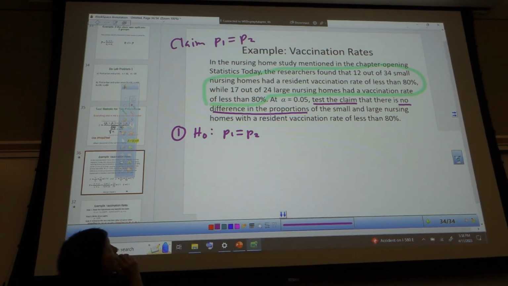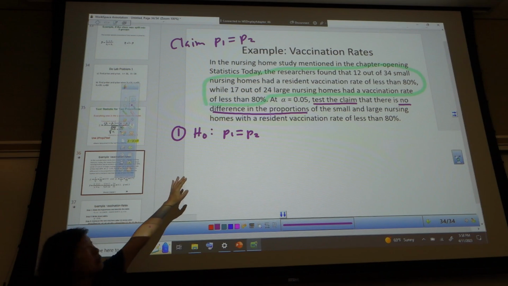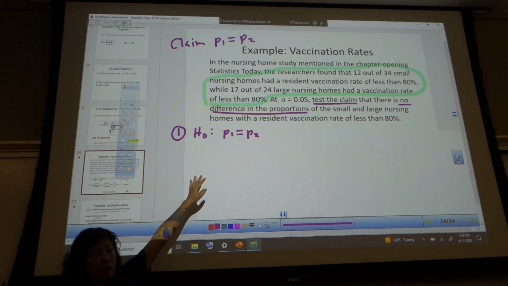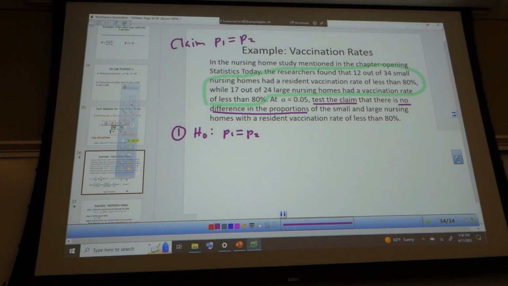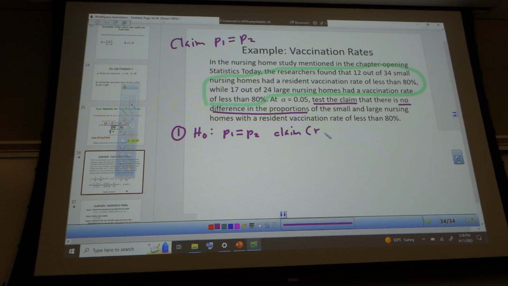All right. Is that my claim? Yes. What's my claim? P1 equals P2. Great. What's H naught? P1 equals P2. Are they the same thing? Yes. So H naught is my claim. So what am I going to use: reject or support? Reject. Because rejecting H naught will reject my claim.